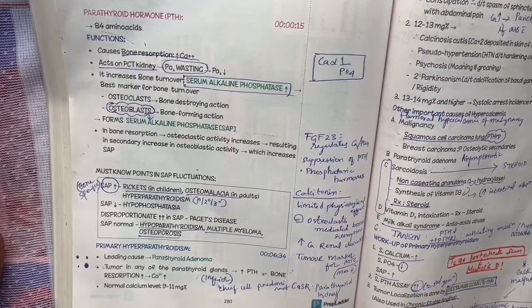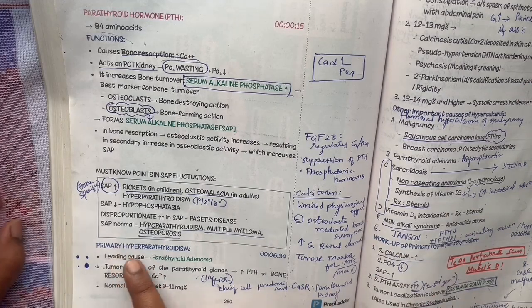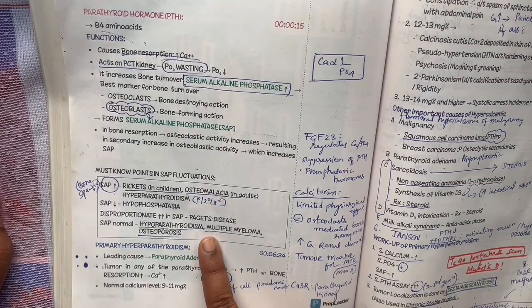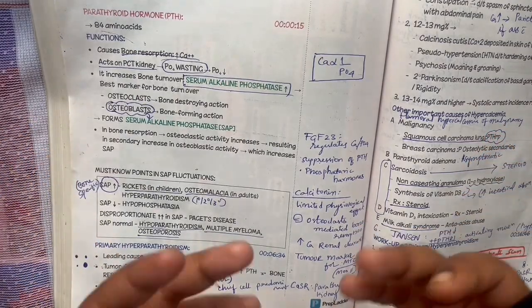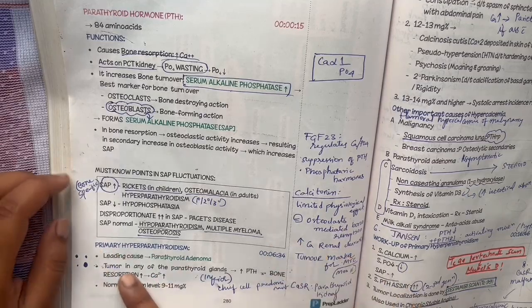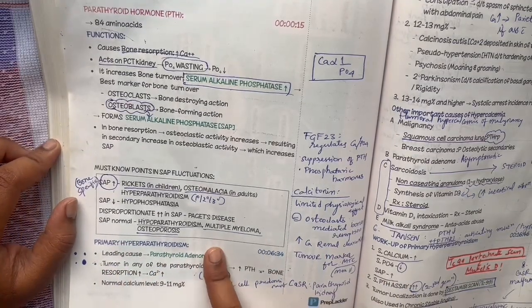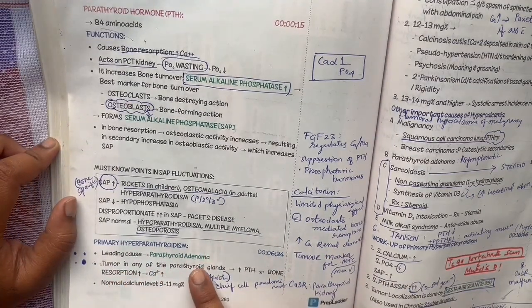Now let's discuss primary hyperparathyroidism, secondary hyperparathyroidism and tertiary hyperparathyroidism. So what happens in primary hyperparathyroidism is that the parathyroid itself is reacting abnormally. The leading cause over here is parathyroid adenoma, a tumor in any of the parathyroid glands.